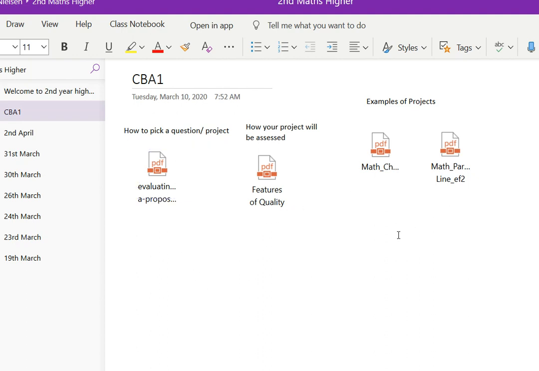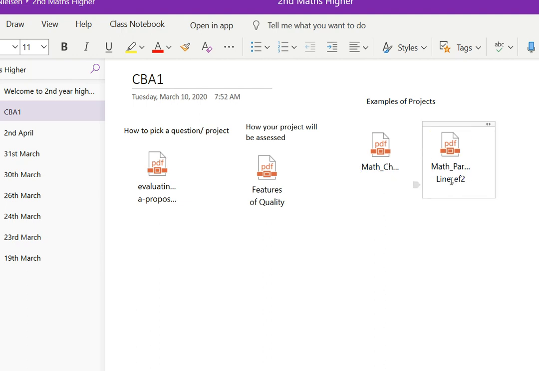And our 4 pieces of information, our first PDF here is something we're going to come back to. I've done out an example for you of how to fill in this PDF, and it's how we're going to pick a question or a project. The next one is how the project is going to be assessed. This is different to the features of quality you might have seen in some of your other CBAs, so you must read that document, and we're going to have a look at it in a minute.